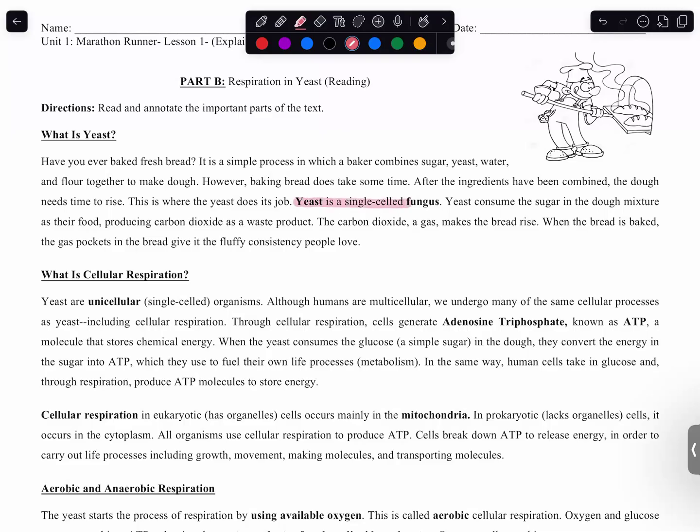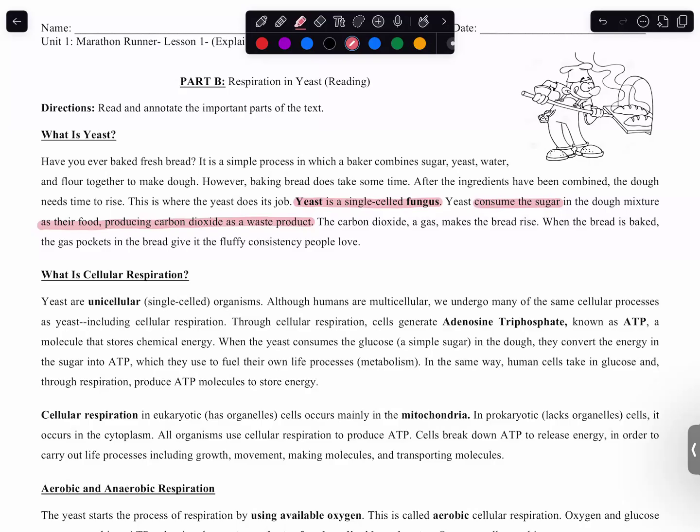Yeast, just like we explored yesterday, is a single-celled fungus. Yes, it is a fungus, guys. Yeast consume the sugar in the dough mixture as their food, producing carbon dioxide as a waste product. The carbon dioxide, a gas, makes the bread rise. When the bread is baked, the gas pockets in the bread give it a fluffy consistency people love. So you can think of that fluffy consistency that people love as being equivalent to that foam that we saw. Both of those are carbon dioxide gas pockets.